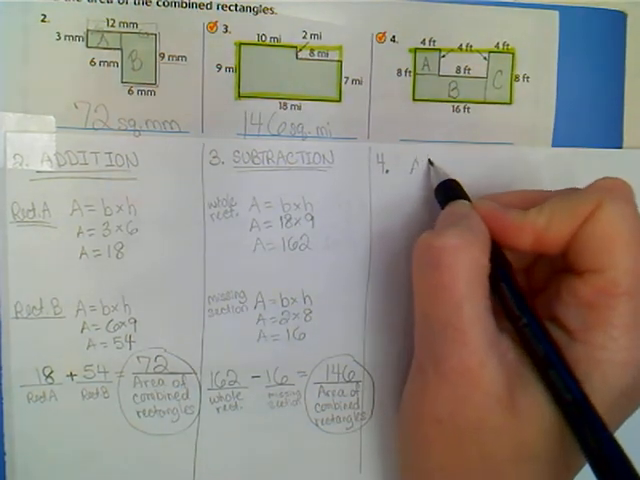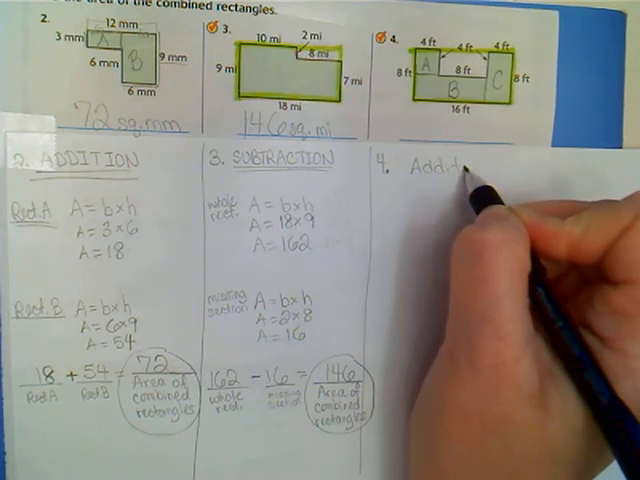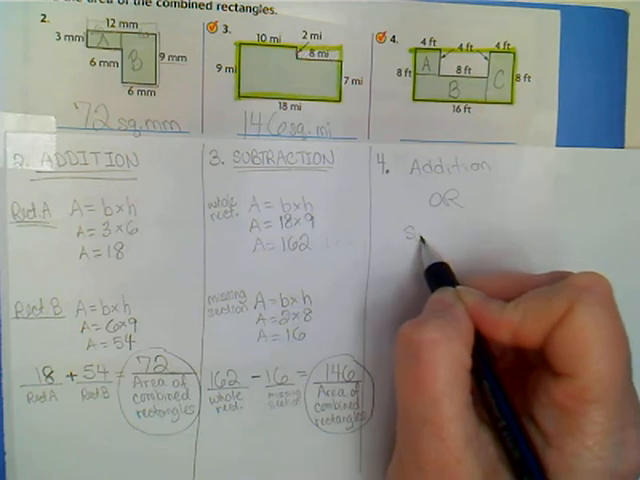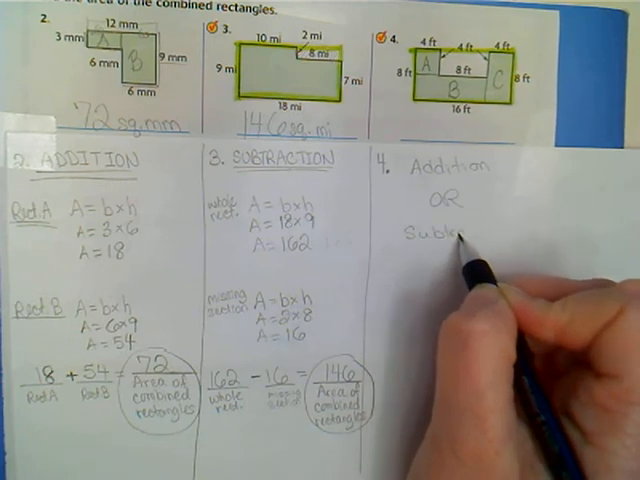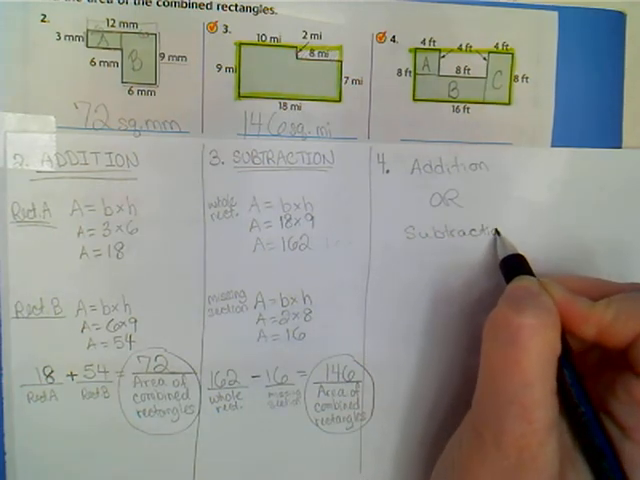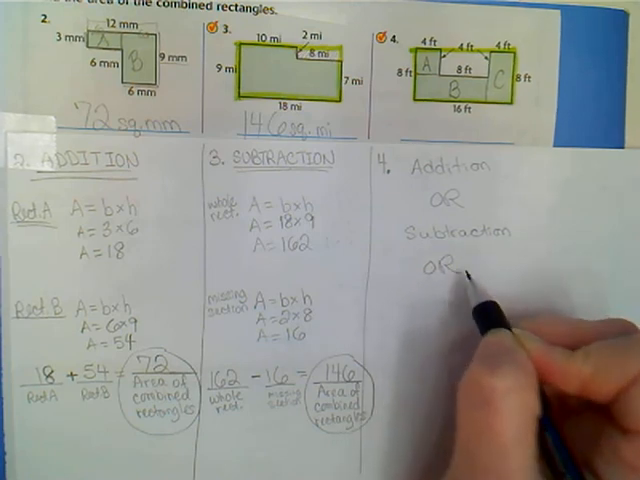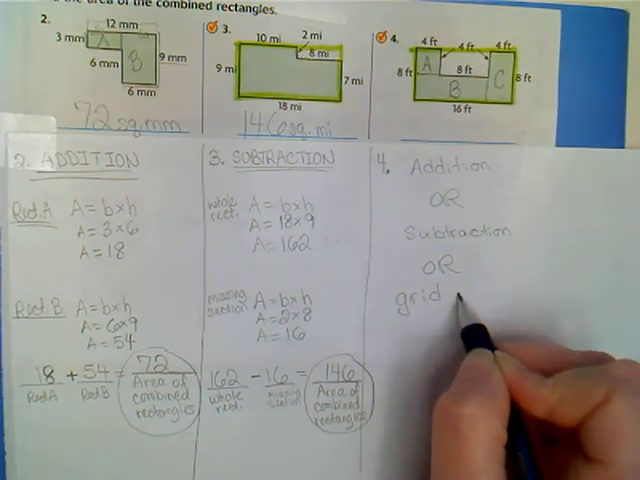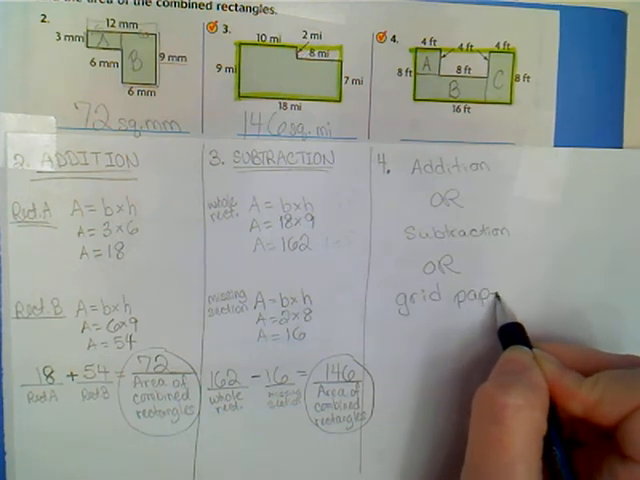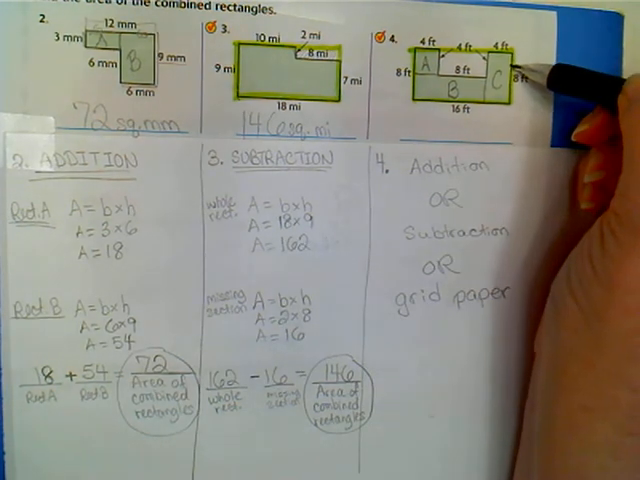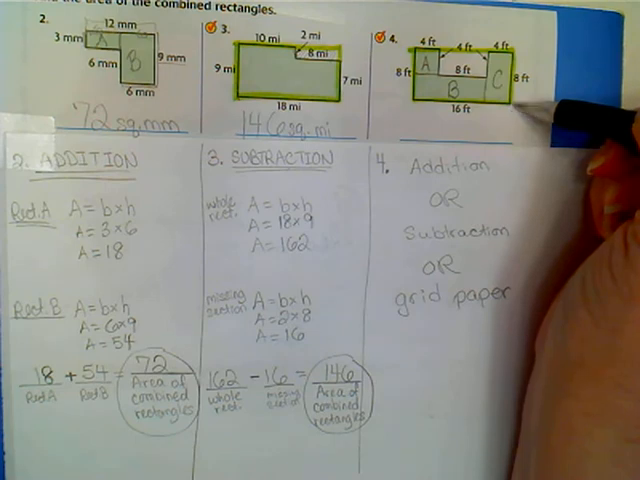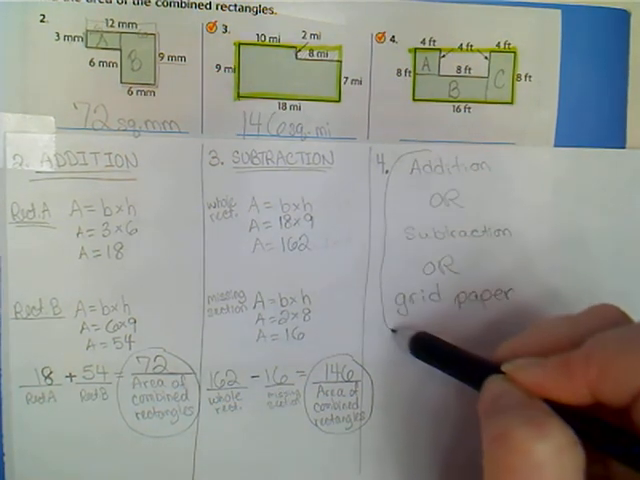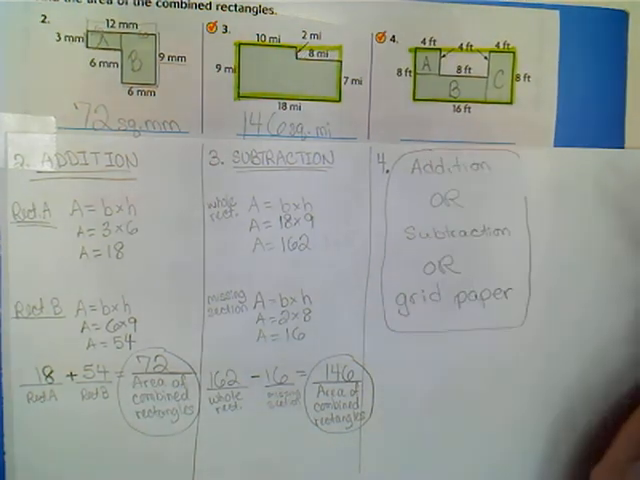You can use addition or subtraction. You only need to use one or the other. It's 2 different methods. Or possibly you might at home have some grid paper and you want to redraw it, counting the number of squares that it tells you each side should equal. So you get to choose which method you like the best.